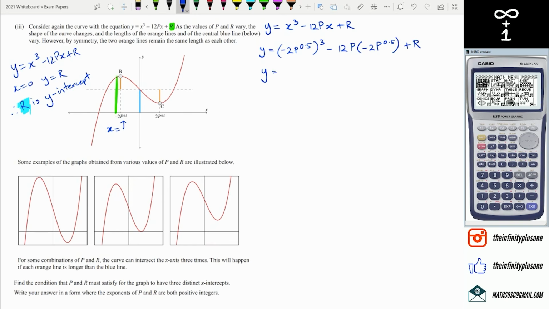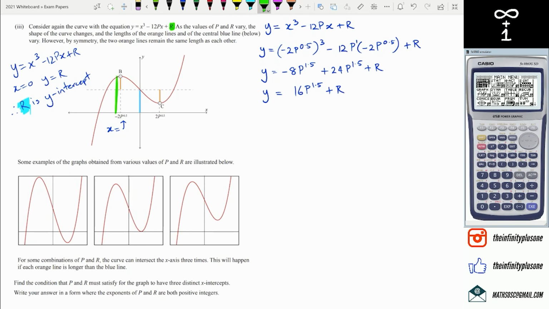So negative 2 to the power of 3 is going to be negative 8. And then p to the power of 0.5 times 3 is 1.5. Now inside here I've got minus 12 times 2, which is positive 24. And then p to the power of 1 times p to the power of 0.5 is p to the power of 1.5, plus r. Now simplifying this, I'm going to get y is equal to 16p to the power of 1.5 plus r.